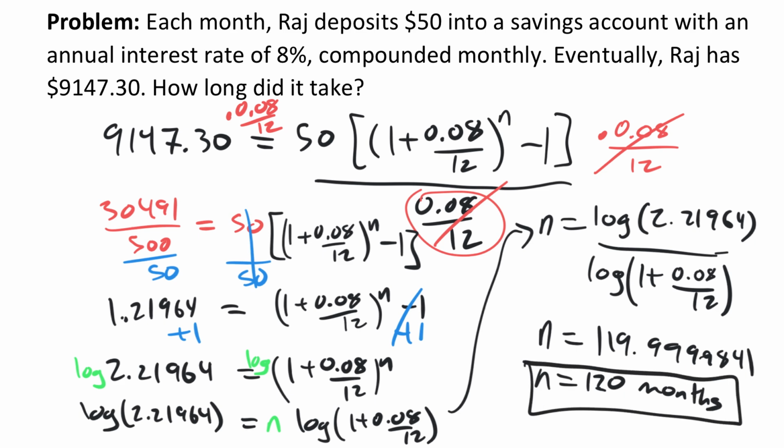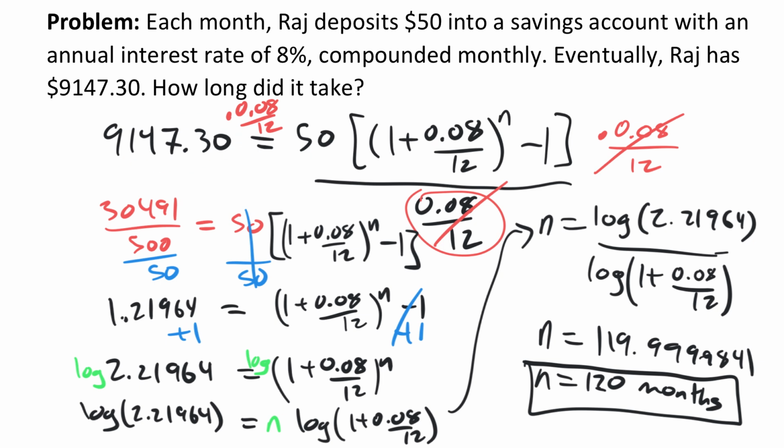So it looks like Raj has been depositing for 120 months. If you wanted to convert that into years, you would divide it by 12, and that means he's been making deposits for 10 years.